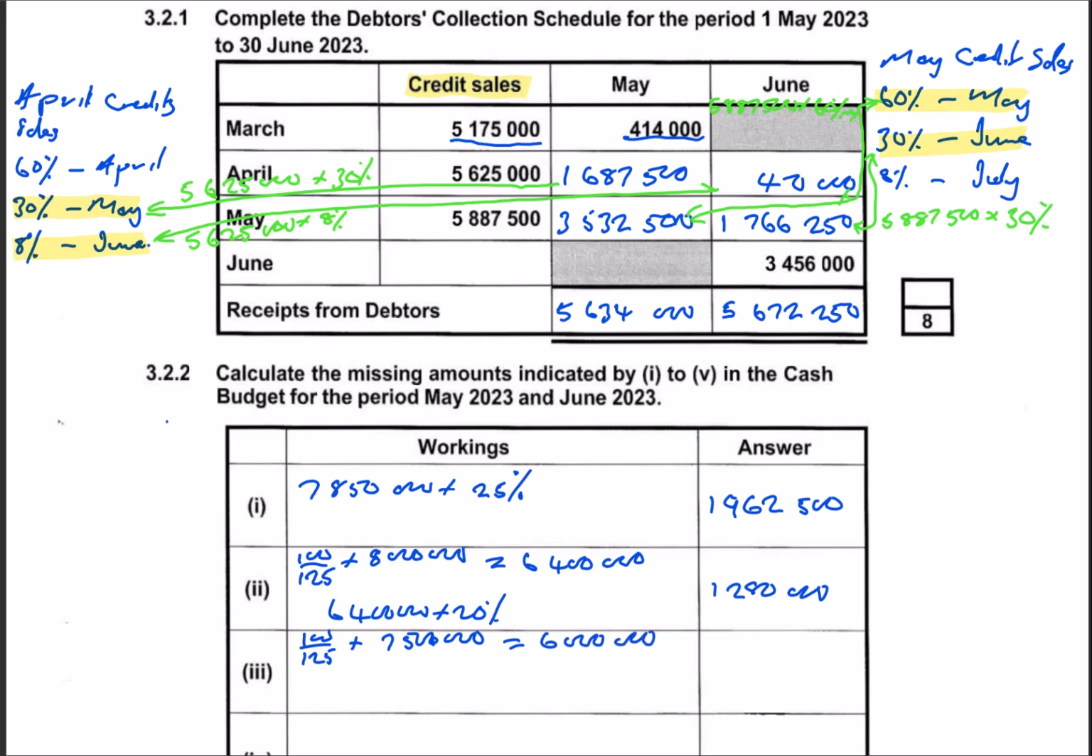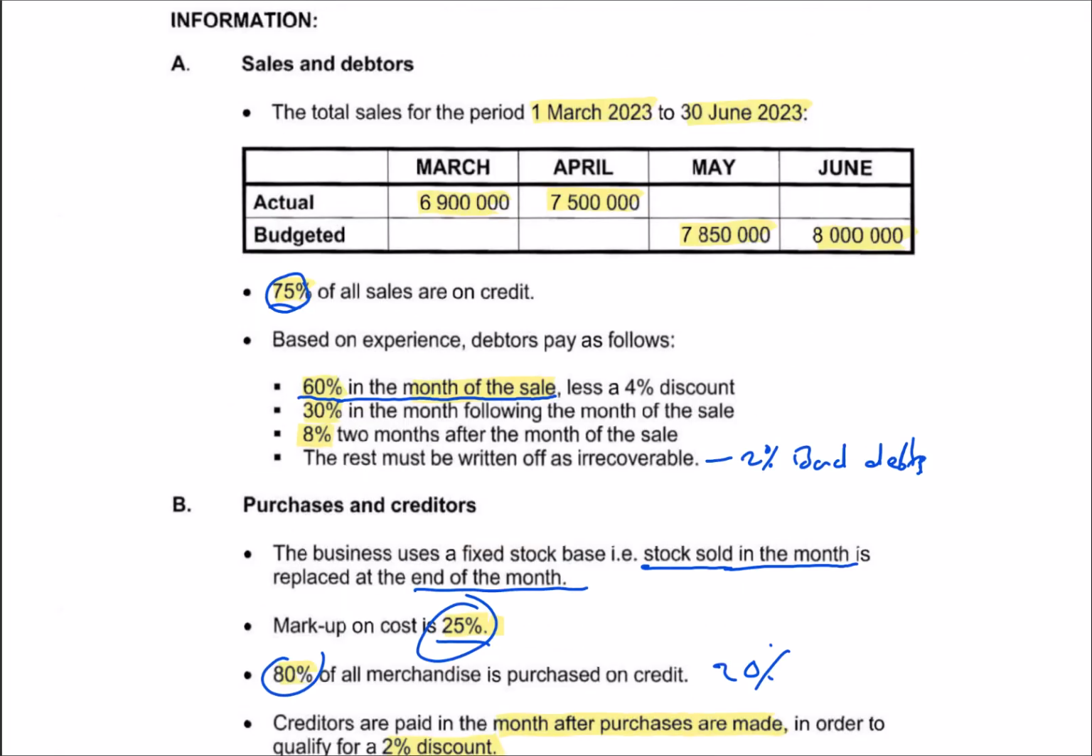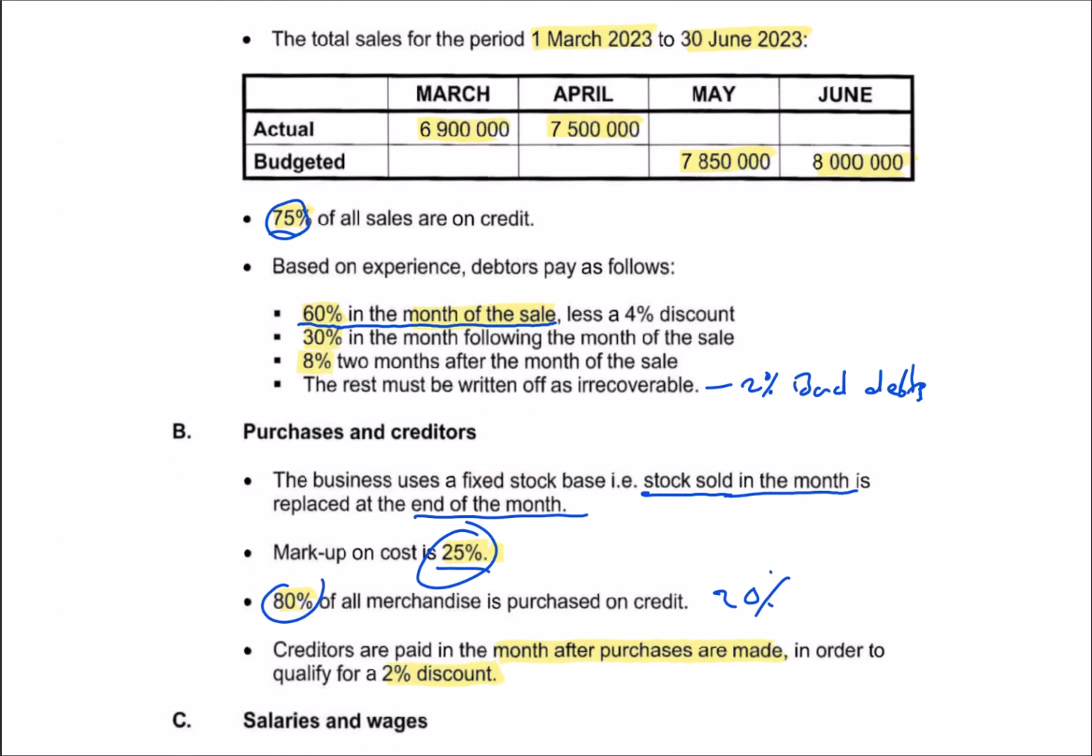Then of that 6 million, that's what needs to be replaced. But we need 80% of the 6 million, because the question says 80% of merchandise is purchased on credit. So whatever is going to be paid in May should have been bought on credit in April. So we need the 80%. But remember, if they pay one month after the month of purchase, they qualify for a 2% discount.